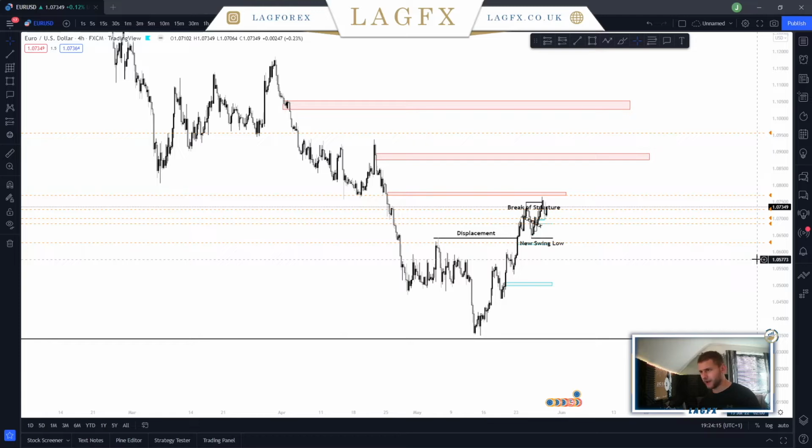This time around I'm going to be starting off with the Euro to US dollar market. This is the main one I focus on. In my eyes, probably the most liquid and most volatile out of all pairs that we can trade. So for my strategy, it seems to just work best with this market.